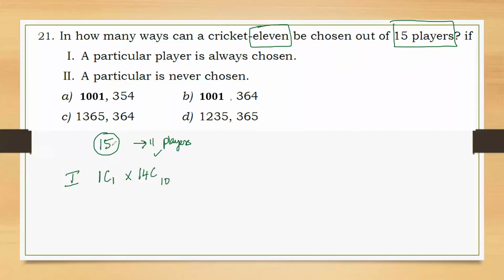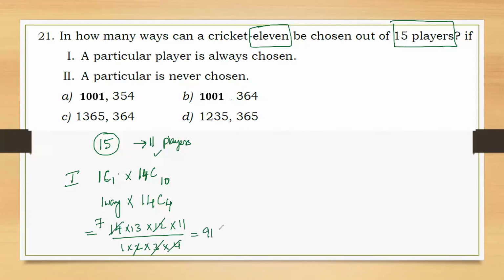We have 15 players, and in that you need to select 11. Out of 11, 1 will always be there in the game. So 1 player selected, only one way of selecting him. The remaining, we have 14 players. Out of 14, we need to select 10. So 14C10 is equivalent to 14C4, and one way for the first player, right? So 14 into 13 into 12 into 11 by 1 into 2 into 3 into 4. 4 threes are 12, here you get 7. So 91 into 11, you will get 1001. Okay, this is the first case.